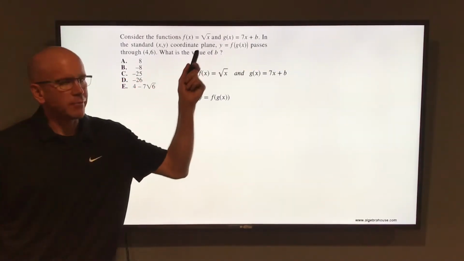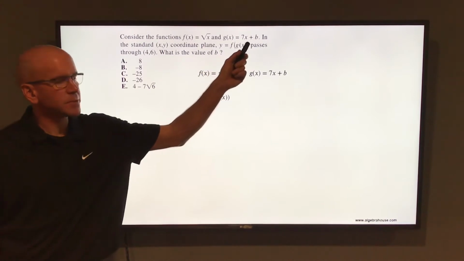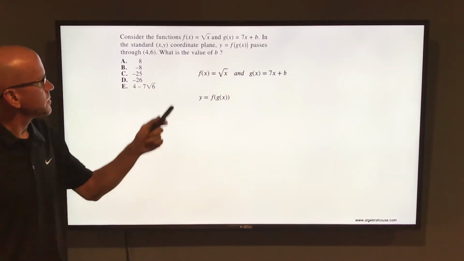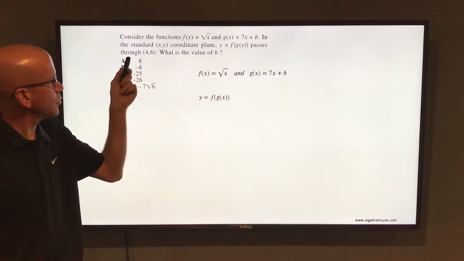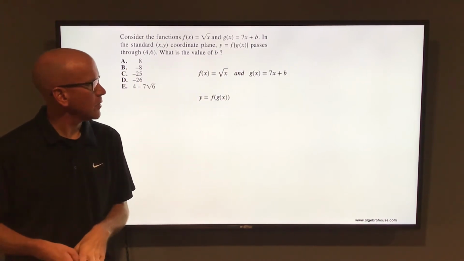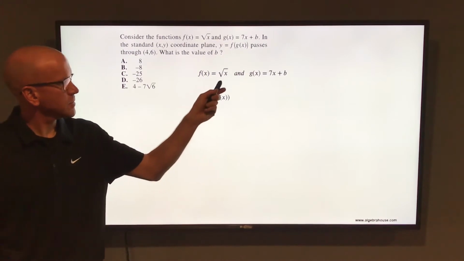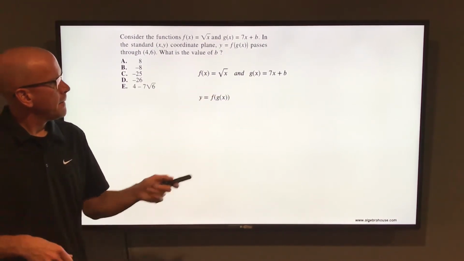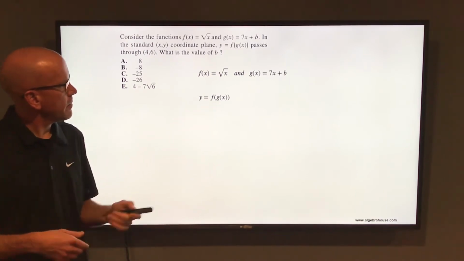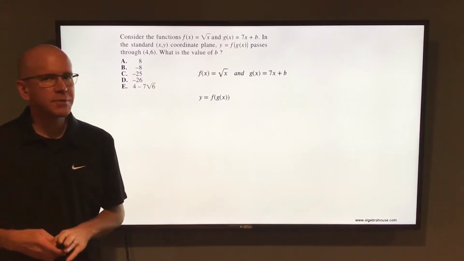Consider the functions f of x equals the square root of x and g of x equals 7x plus b. In the standard xy coordinate plane, y equals f of g of x passes through 4, 6. What is the value of b? So f of x equals the square root of x and g of x equals 7x plus b. That's given to you. y equals f of g of x. That passes through this point 4, 6.